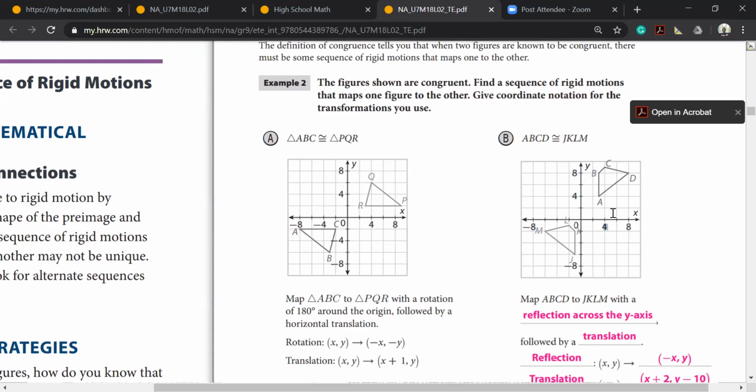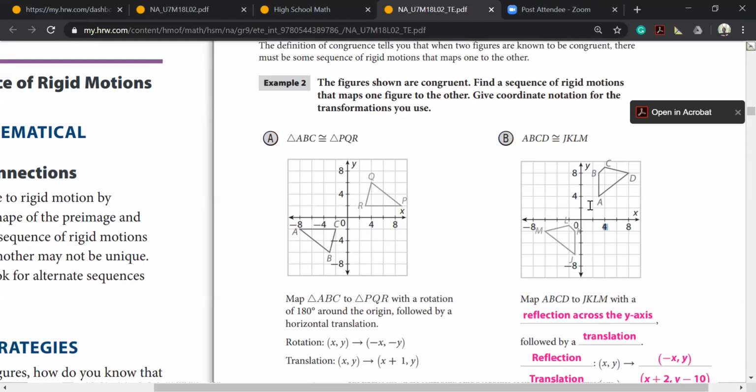So let's think about my answer. I wanted to do what? I wanted to make them move down. I want A to move down to be in here. And then I wanted it to move a little bit left. So let's count. How many points down?